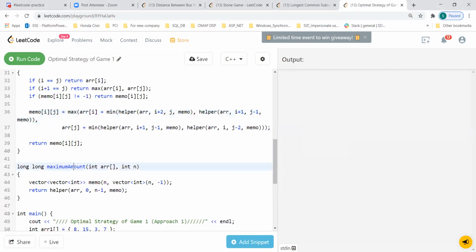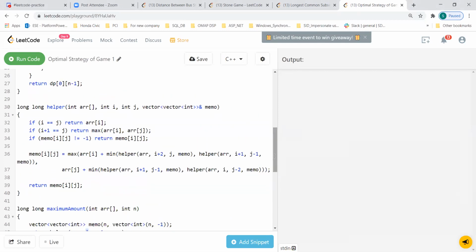So this was a slightly different sum though. We have an array and an integer n, which is the number of piles. This memoization is the helper function where I'm passing the piles and then start and end, so left and right. This is the recurrence relationship here.